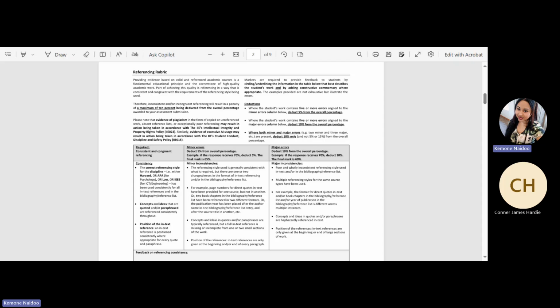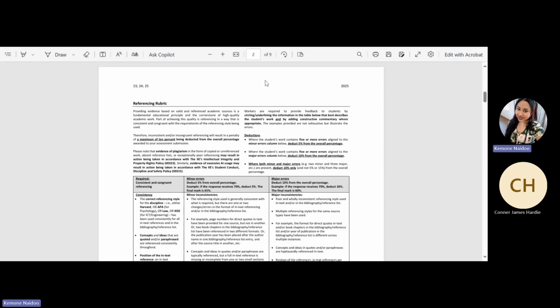For example, if you have your references and in-text and all of that, but you have minor errors, this is a 5% deduction. Minor errors will be little things like any inconsistencies. Maybe you put a full stop in the wrong place, or maybe you continuously do this. Some students, when they have an in-text at the end of a sentence, tend to put a full stop at the end.